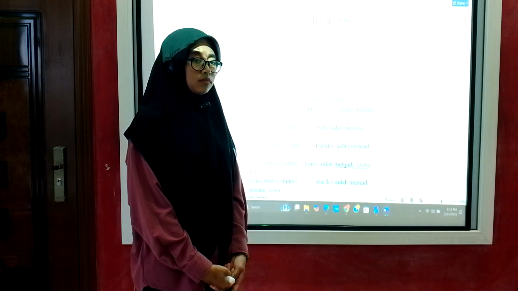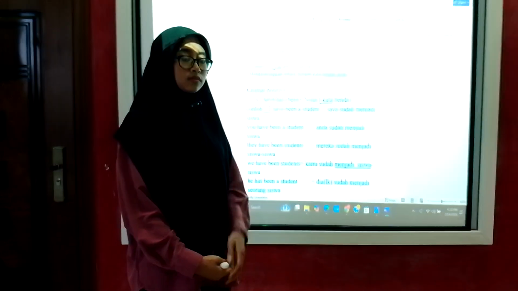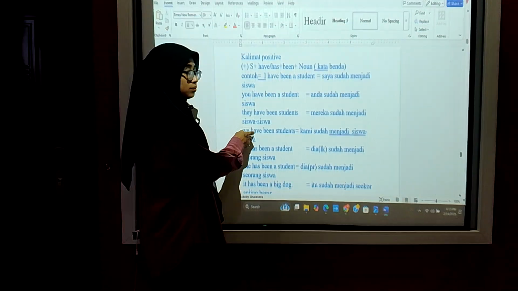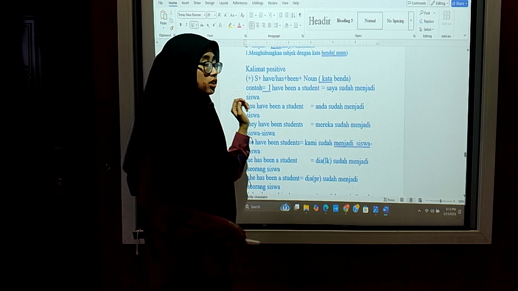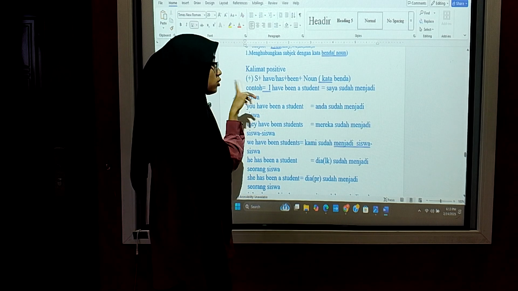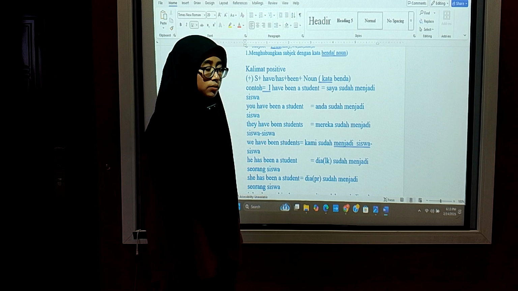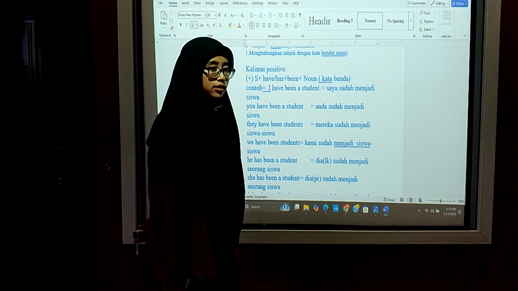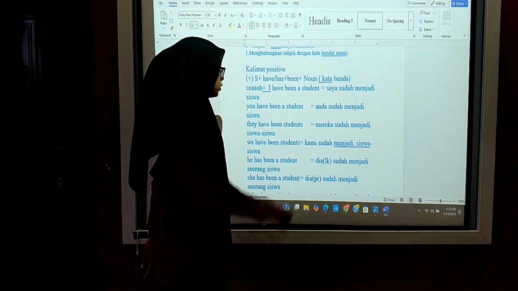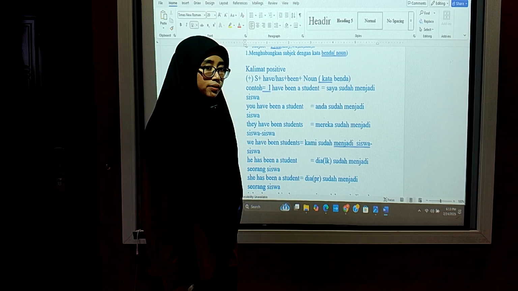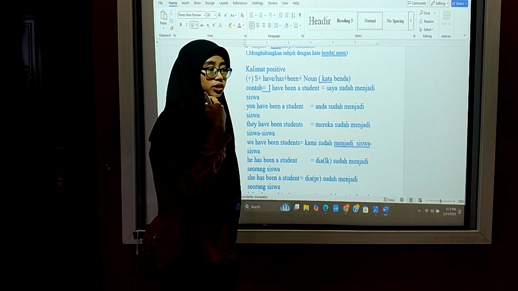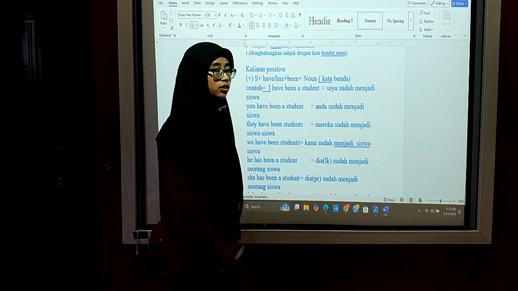So after you explain the definition, what is the next step? I go to the formula, like for this positive one, we have to follow with the subject first. We put the subject, and then followed by have or has, and then been and noun, like that. And then I go to the example. I ask them to read one by one. After I explain the formula, I go to the example and ask them to read it.